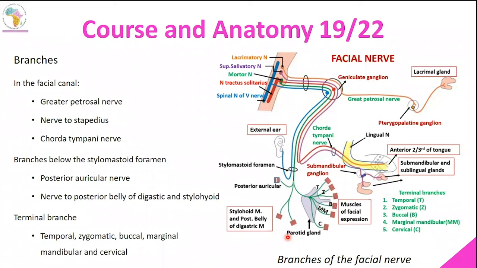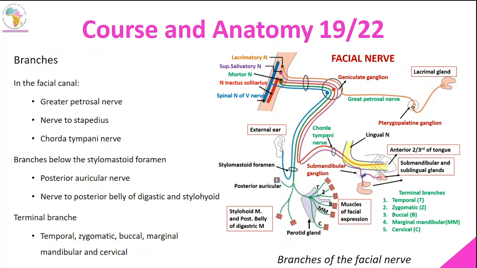The nerve to the stapedius is responsible for supplying the stapedius muscle, while the chorda tympani nerve is responsible for supplying the anterior two-thirds of the tongue and is responsible for the taste function of the facial nerve, sorry, and also supplies secretomotor fibers to the submandibular and sublingual glands.